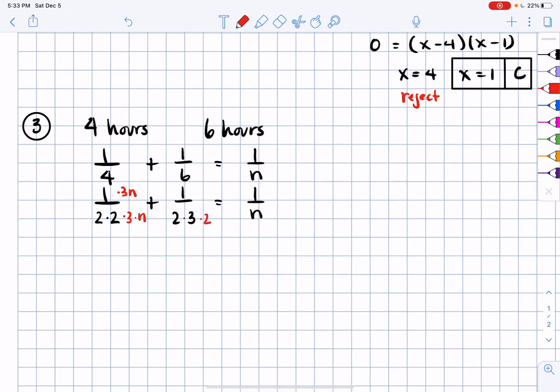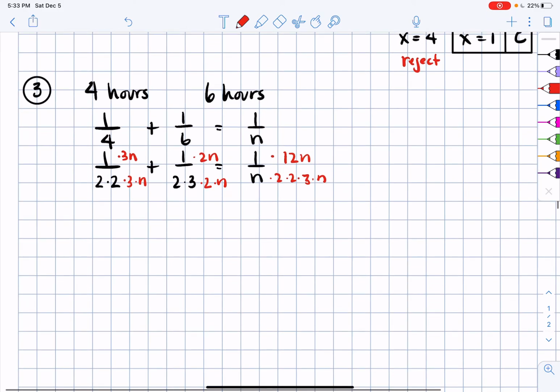I don't have a 2 nor an n. I don't have a 2, and a 3, and an n. So that's going to be 2 times 2 times 3 is 12n. Okay? Oh, I don't need the n. Sorry, they already have an n. I don't need the n.